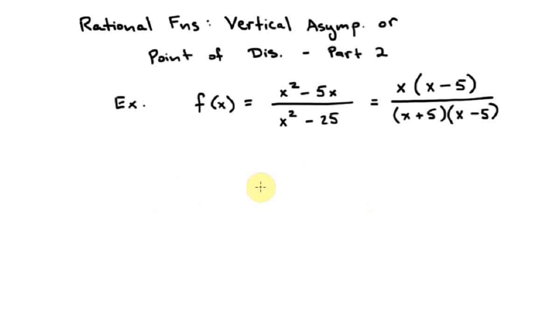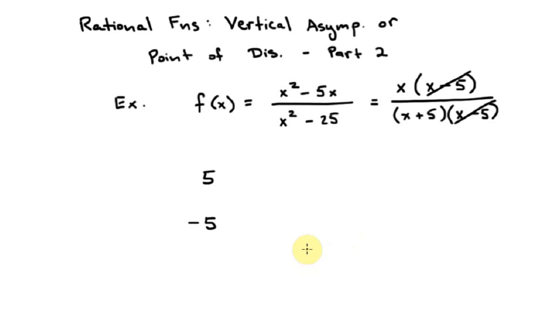So I can see, aha, there are two non-permissible values. There is 5 and there is negative 5. So at these locations, I have either vertical asymptotes or a point of discontinuity or maybe one of each. So let's have a little look. Well, if I were to go ahead and simplify, I would cancel the x minus 5's.